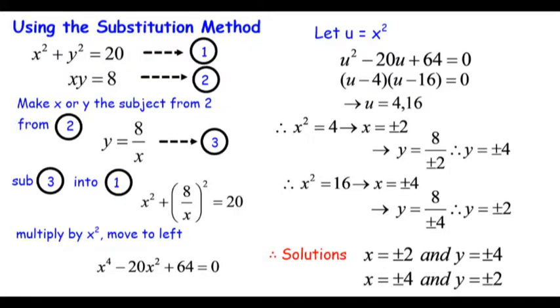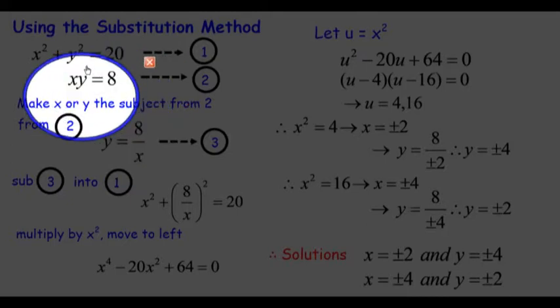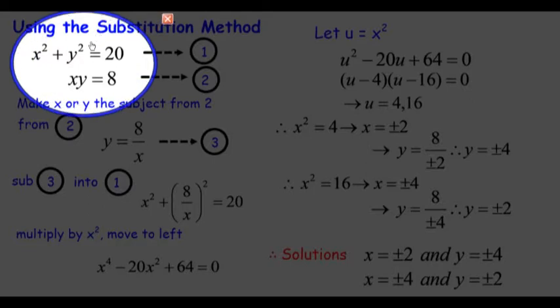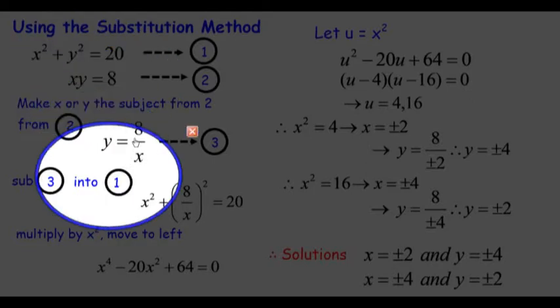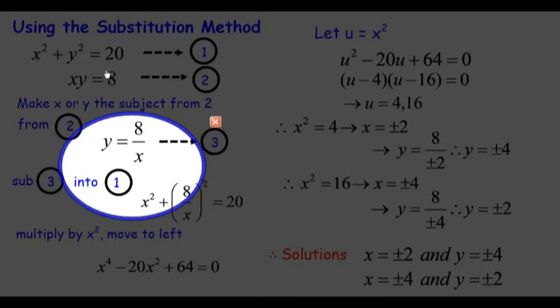What do we do? Well, if we're going to do substitution, we obviously need to make x or y the subject. Now you can see here I've made y the subject, from equation number 2. Equation number 2 is xy is equal to 8, a bit easier than making y the subject in the first equation, which would have square roots and things. So we just make y equals 8 on x, and as per usual substitution, we substitute it back into the other equation.